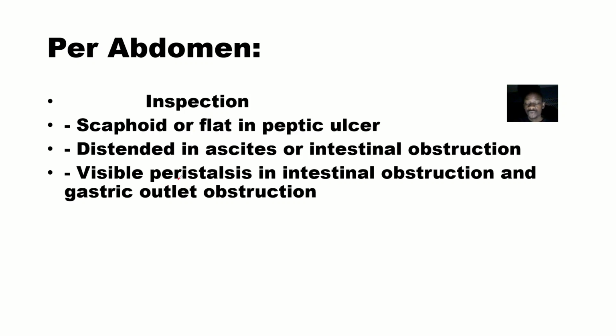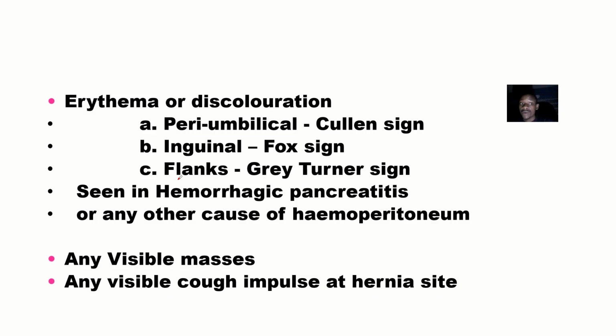Then you're also trying to look if there's visible peristalsis. You assess this if you suspect that there's intestinal obstruction or gastric outlet obstruction, that's the GOO. Then you're also looking at the abdomen to see if there's erythema or discoloration. We've already made videos on all these signs. You are trying to see if around the umbilical region there's discoloration of the skin. That's what is known as the periumbilical Cullen's sign.